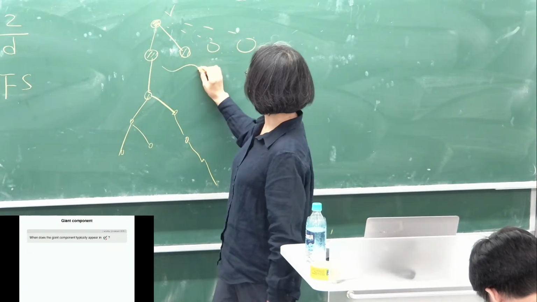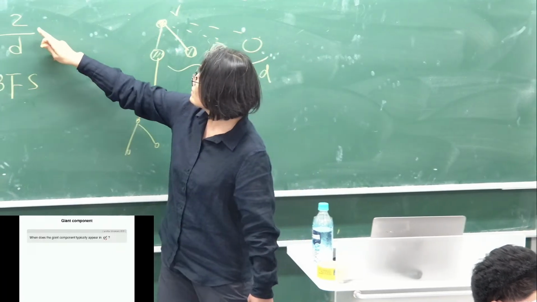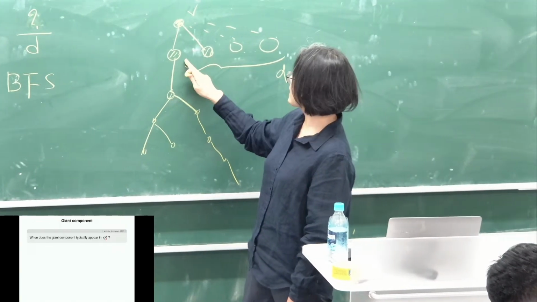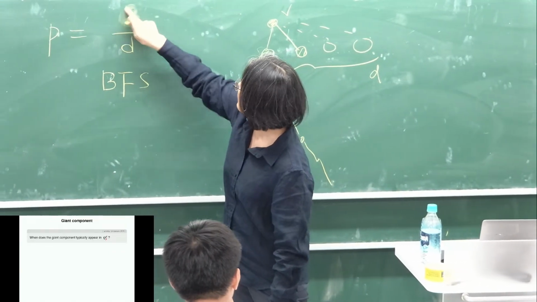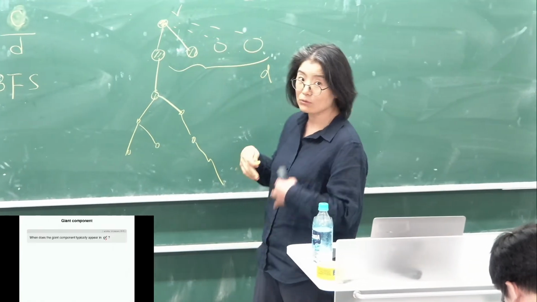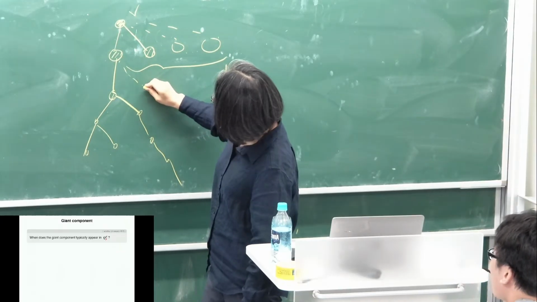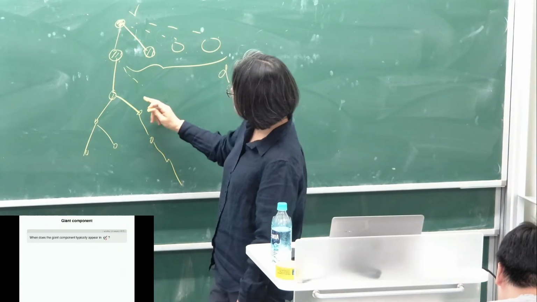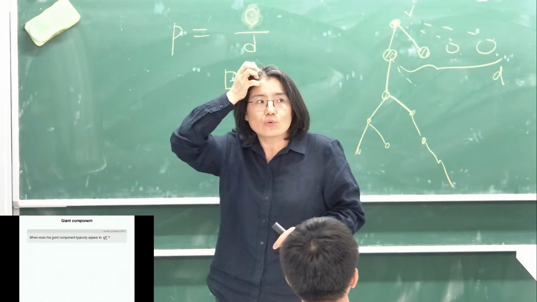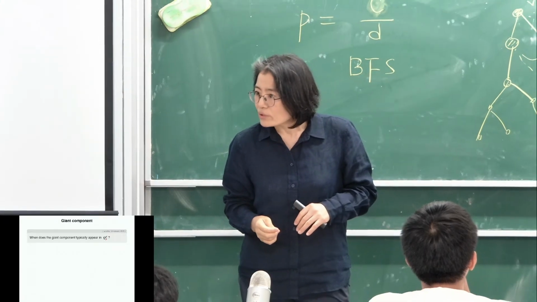We have potentially d of them, but each with probability p. So this is the average degree. So p times d is the number of vertices that I will see from my point of view. And then I will do the breadth first search as well. Then this breadth first search type of component exploration can be coupled with the so-called branching process.